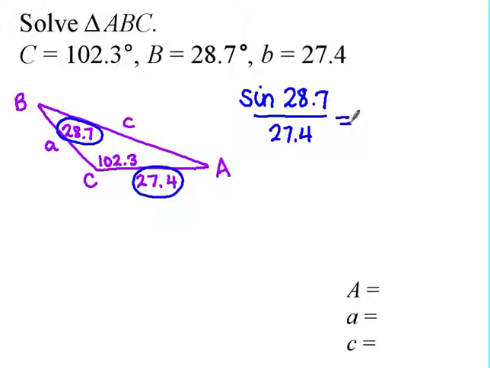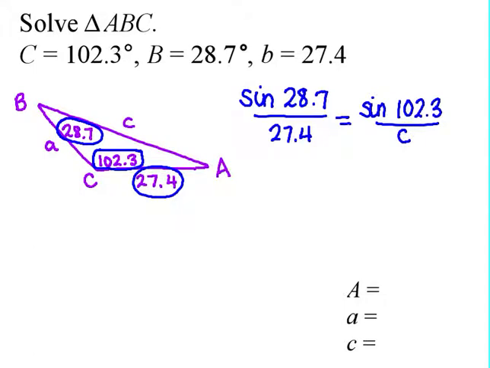Okay, I do, but in this case, I don't want to find side A because I know this angle right here. So I'm going to find side C, sine of 102.3. So now this is a basic proportion.